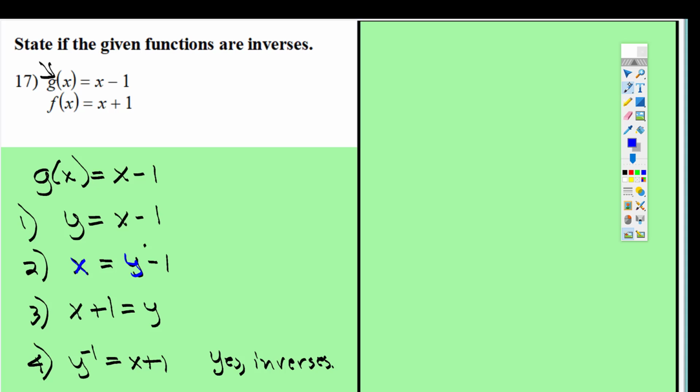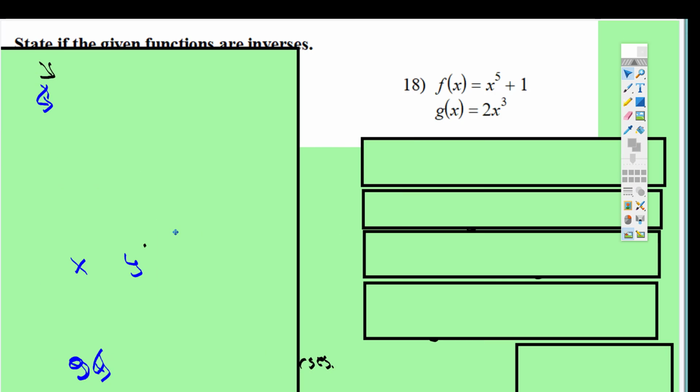Well, in this case, you're just checking to see if g of x, so in this case, the inverse of the g function is g to the raised -1 of x, and that matches the f of x, so yes, they are inverses.